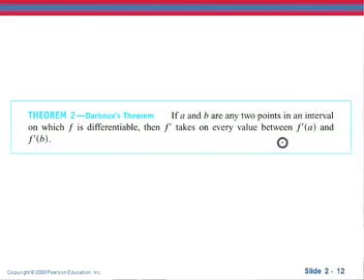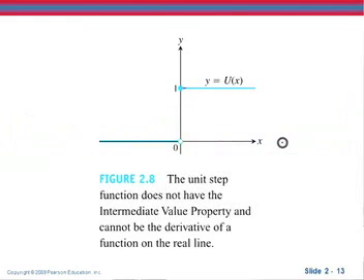Now, another theorem that we want to look at here: if a and b are any two points in an interval on which f is differentiable, then f prime takes on every value between f prime of a and f prime of b. You'll notice that that looks very similar to the intermediate value theorem that we discussed earlier. If our function is differentiable between a and b, then it is continuous between a and b. And so its derivative must take on every value between f prime of a and f prime of b.